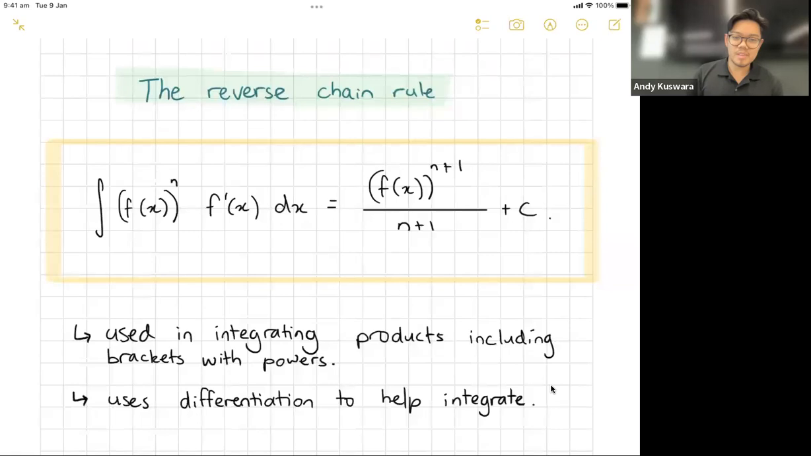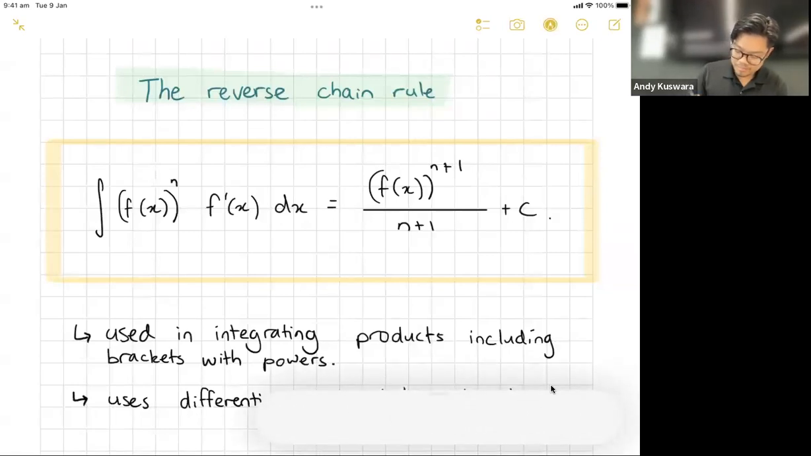Okay, let's get into it. So today we are talking about the reverse chain rule. It's like the chain rule, but in reverse. Now, it looks a little bit like this. Probably need to get that down.